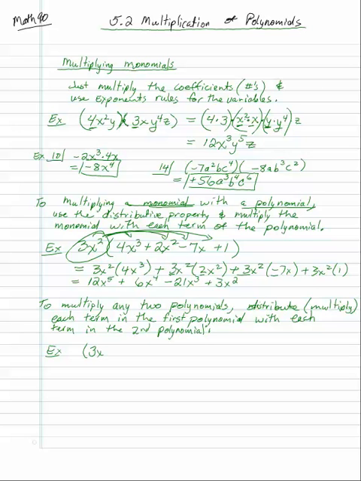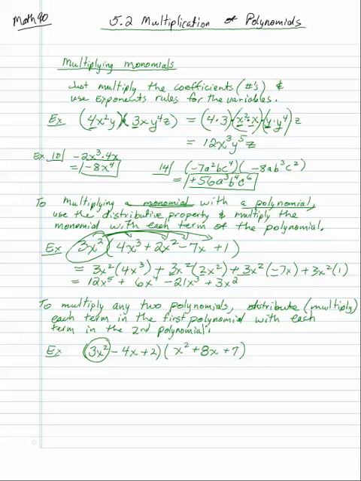So if I had 3x squared minus 4x plus 2 times x squared plus 3, we'll do 8x plus 7. I'm going to start with the first term, distribute it.